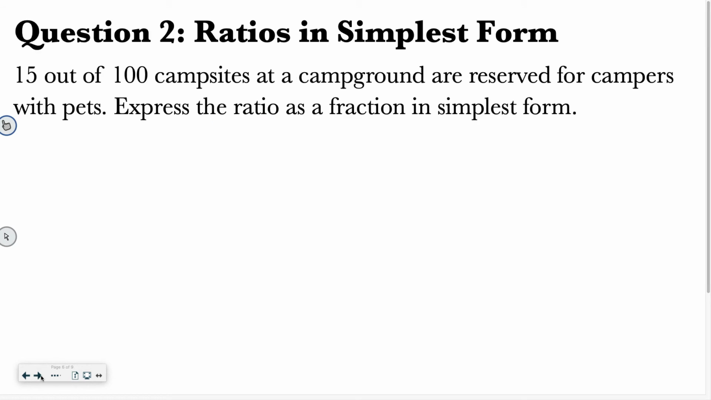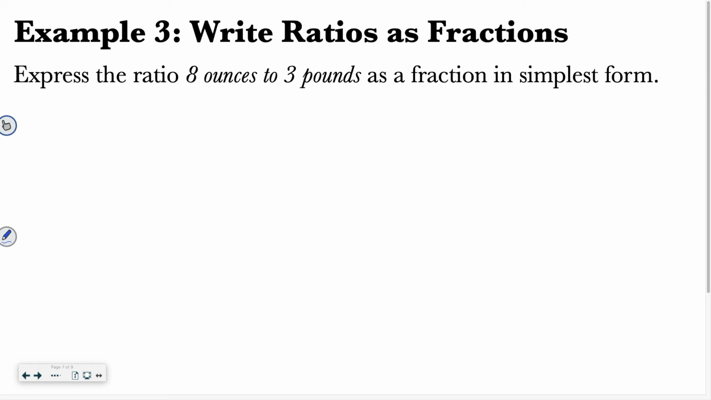This one's for you to solve. 15 out of 100 campsites at a campground are reserved for campers with pets. Express the ratio as a fraction in simplest form. Good luck. Hopefully the fraction you got was 3 over 20. If not, ask for some help. You should have started by putting 15 over 100 and then realized 5 goes into both of those, 3 over 20.